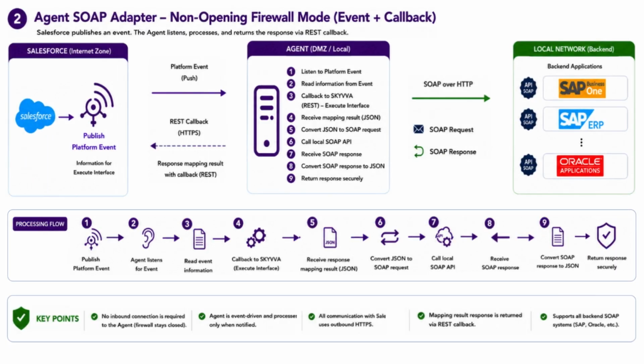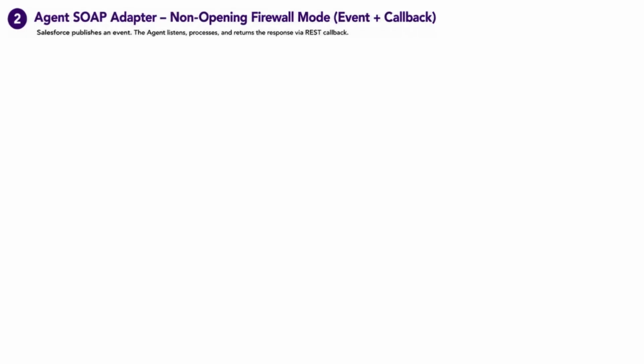Agent SOAP Adapter, Non-Opening Firewall Mode, Event plus Callback. In this diagram, we'll explain how the Agent SOAP Adapter works in Non-Opening Firewall Mode, also known as Event plus Callback mode. Unlike Opening Firewall Mode, Salesforce does not call the agent directly. Instead, Salesforce publishes a platform event, and the agent listens for that event. This means no inbound connection to the agent is required, so the firewall remains closed.